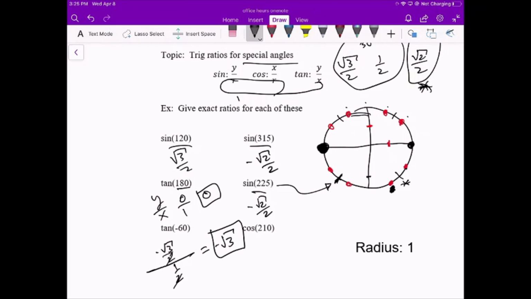For cosine of 210, it's 180 plus 30 more. Puts me right here. Cos ratio is the x-coordinate. That x-coordinate there definitely is not 1/2, so it's the negative √3/2 for the x-coordinate, and I've got my cos ratio.